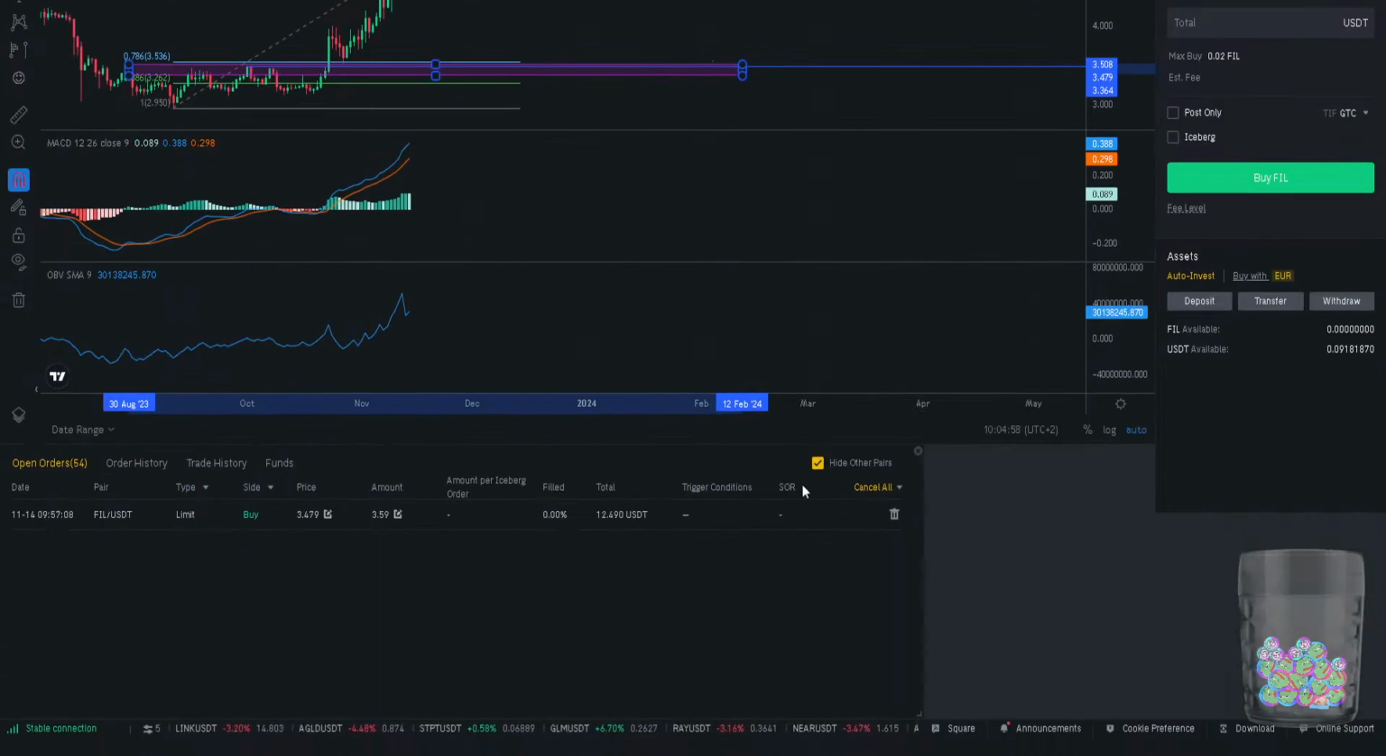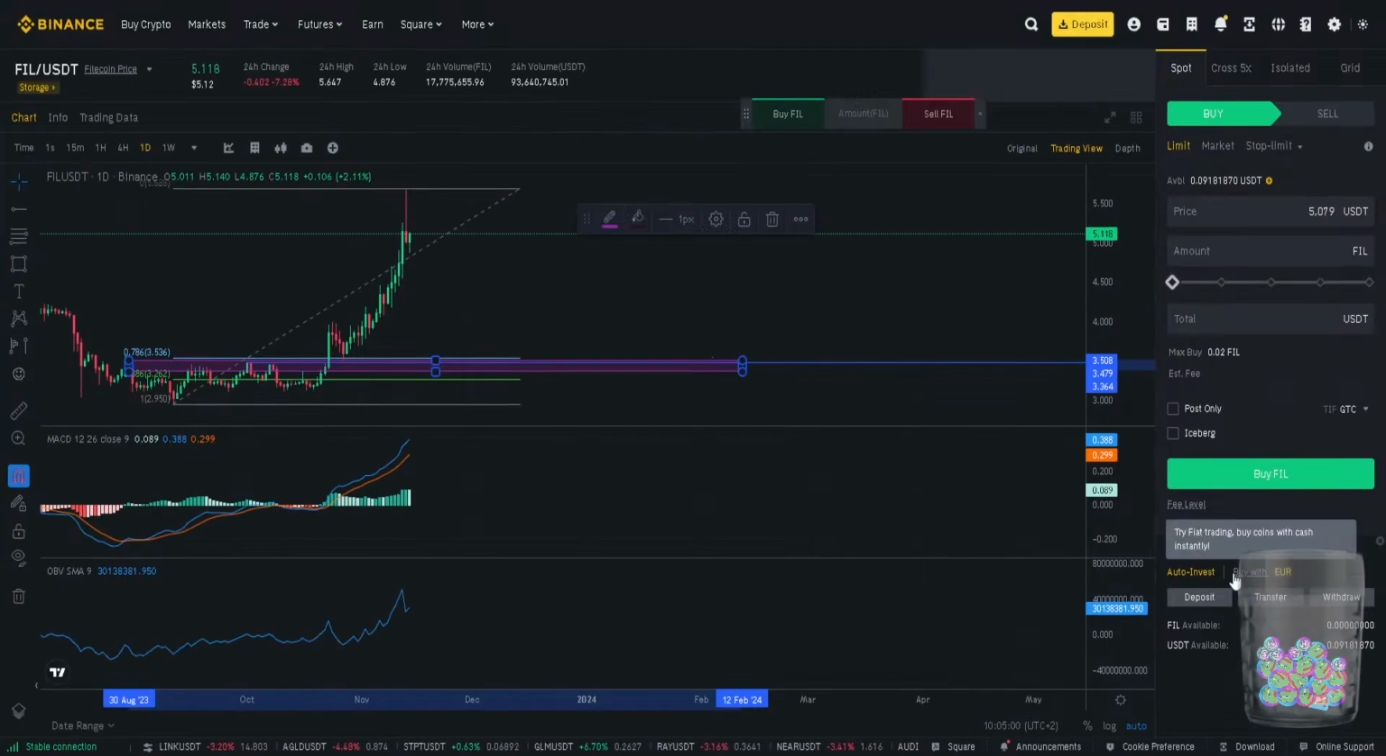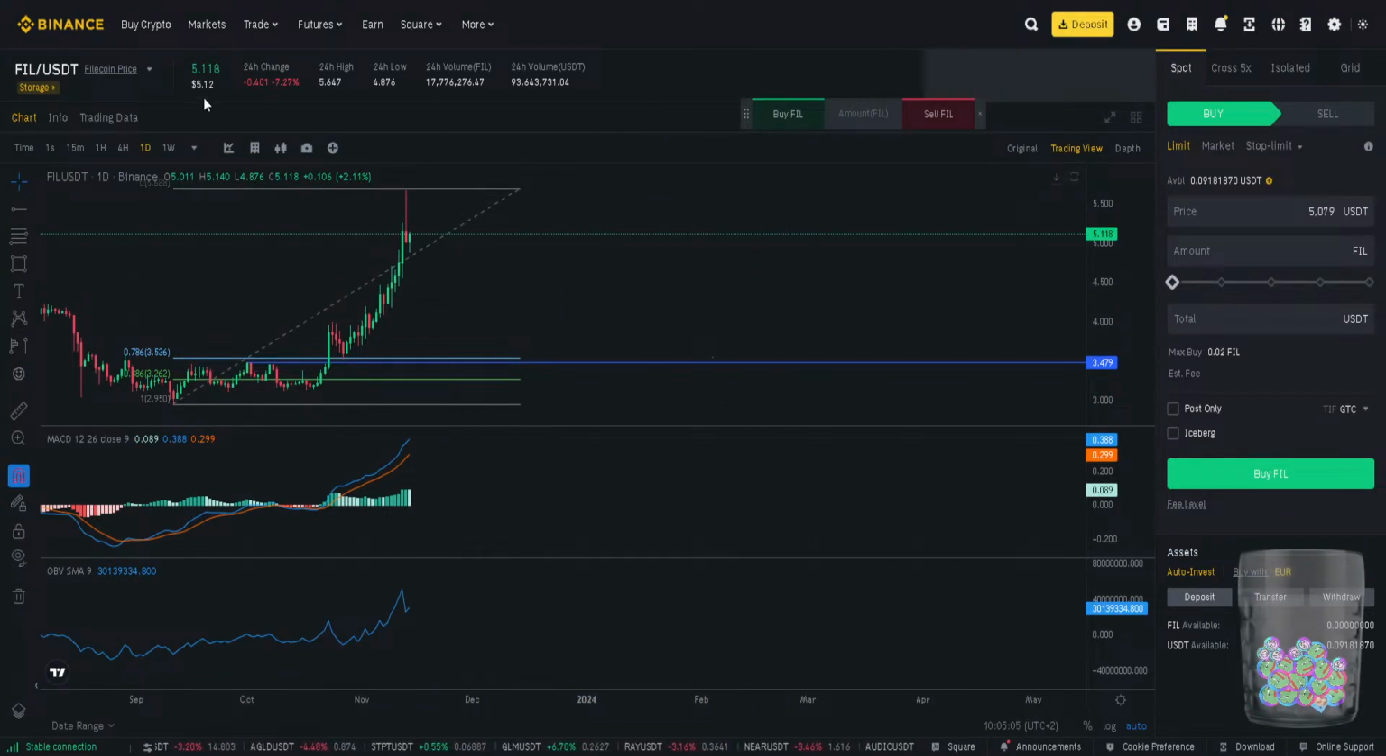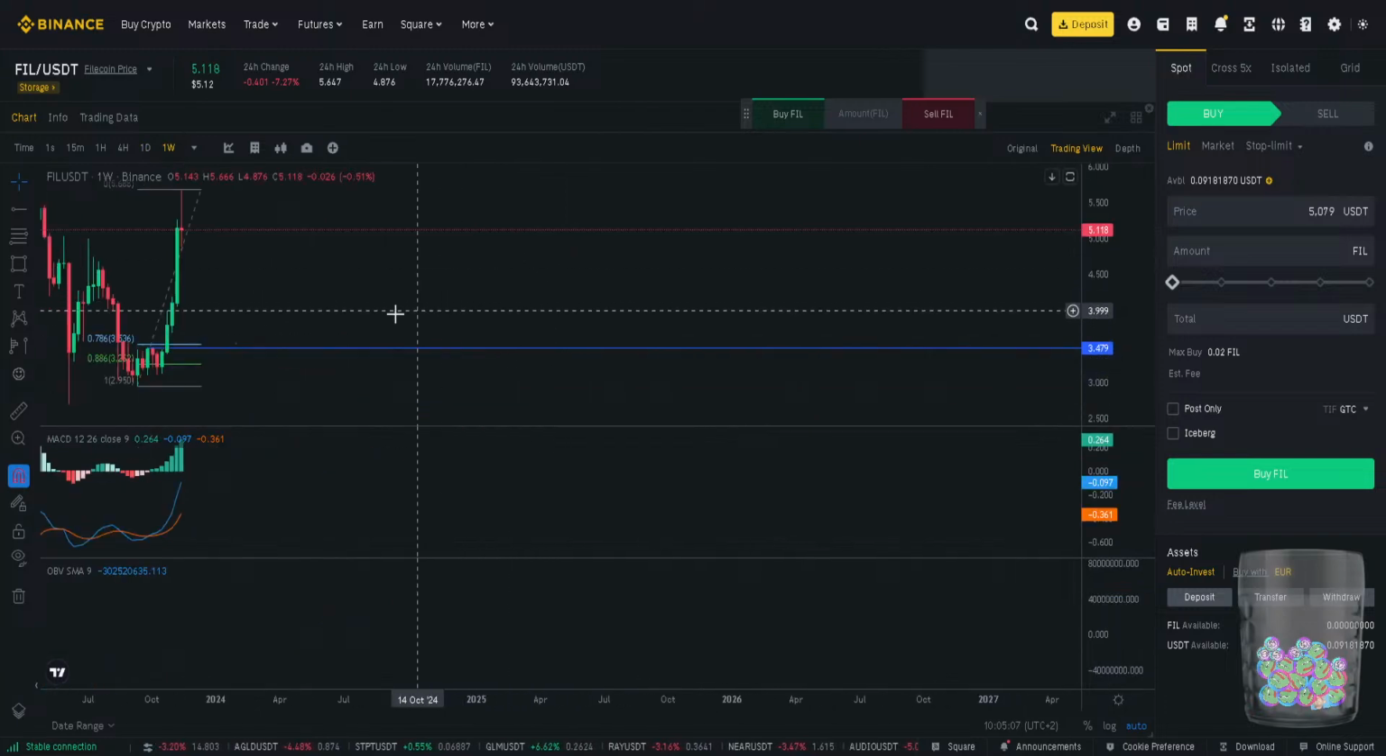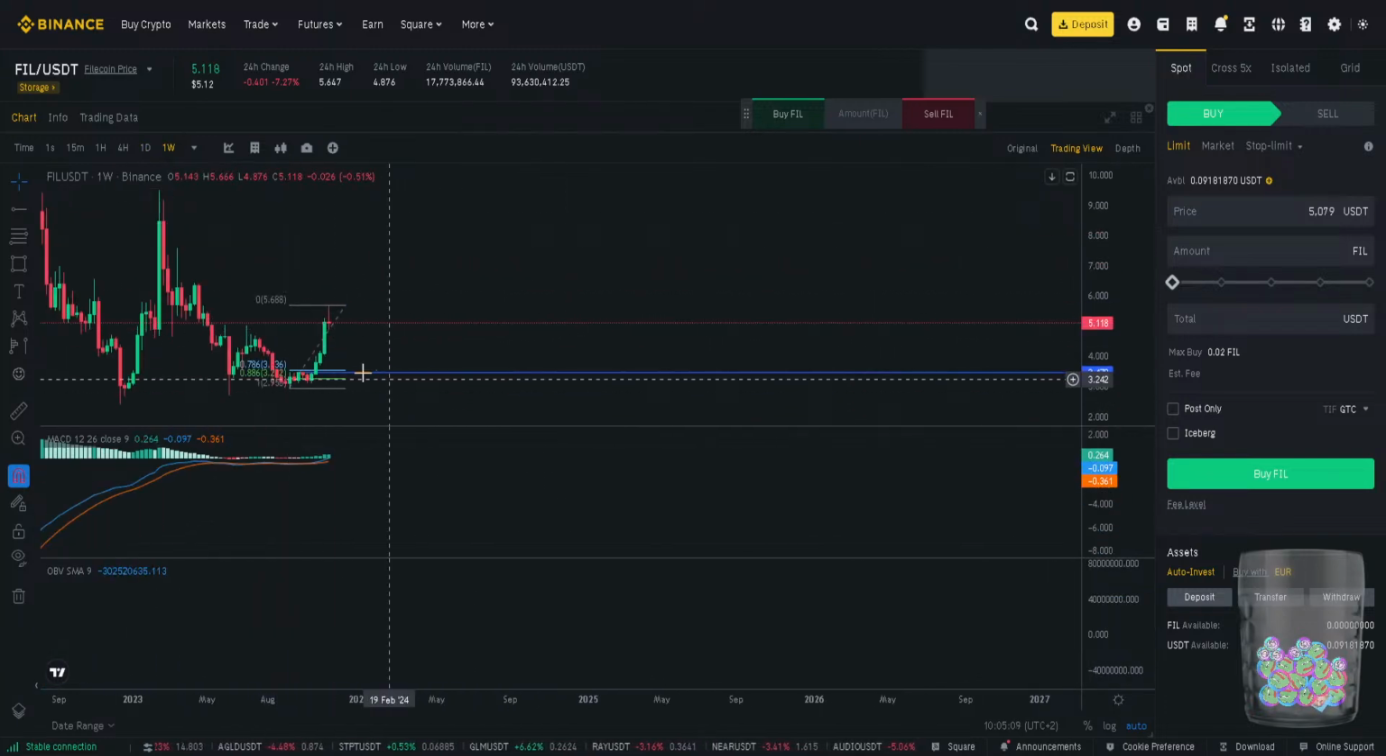And there's the proof down here. There's my buy order to get some at 347. So it looks good for the long term. It's just a little bit high here. I like cheap prices. I want this to come down a little bit and get it there.